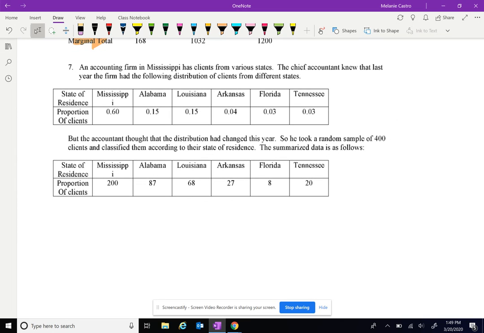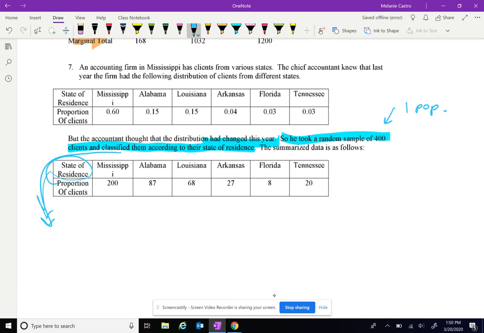All right, this last one, an accounting firm in Mississippi has clients in different states. The accountant thought that the distribution from one year to the next had changed. So they took a sample and then they classified them according to residence. So we have one sample, and we only have where did they live, the state of residence, as that one variable. And we're checking to see if it matched again. Okay, so hopefully you said chi-squared goodness of fit test for that one.